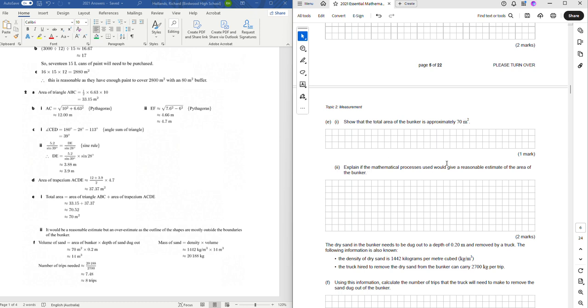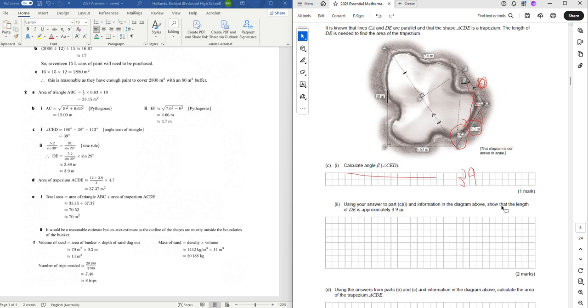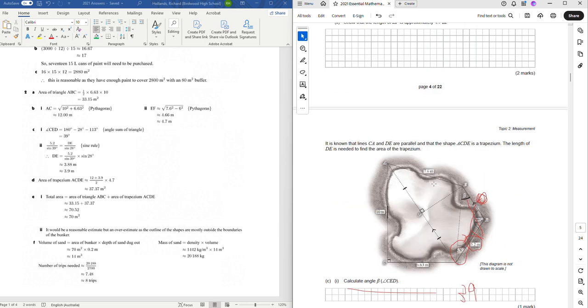Explain if the mathematical processes used would give a reasonable estimate of the area of the bunker. It would be a reasonable estimate, but it might be a slight overestimate because most of the outlines of the shapes are outside of the boundaries of the bunker. So you have a look here. A lot of the outer shapes are outside of the bunker. So you've got this space here, and this space in here and here. It's not actually the bunker, so it's going to be an overestimation.